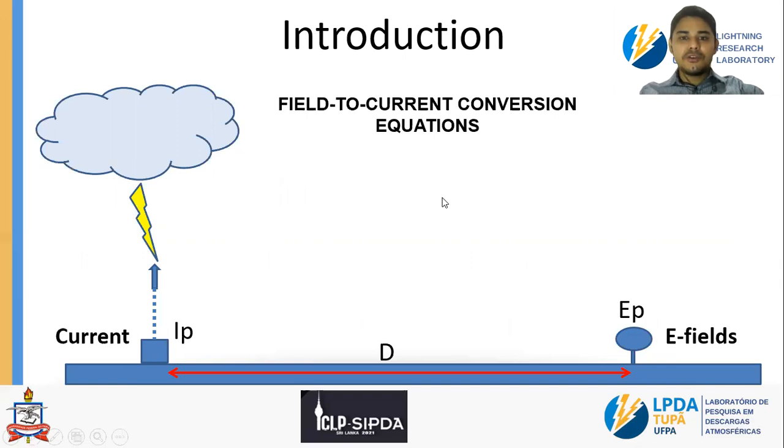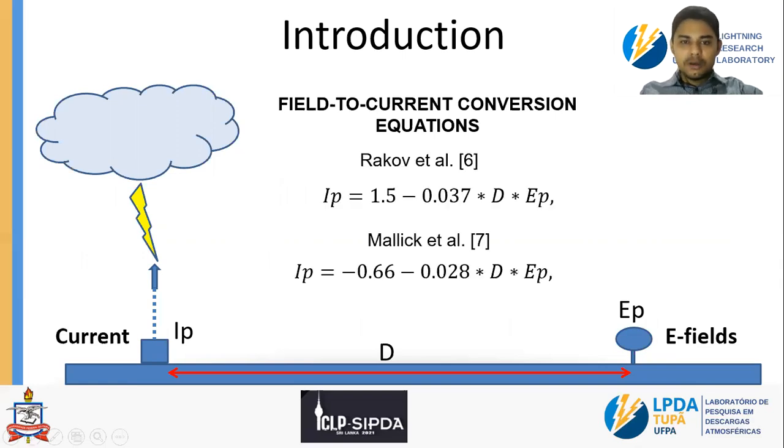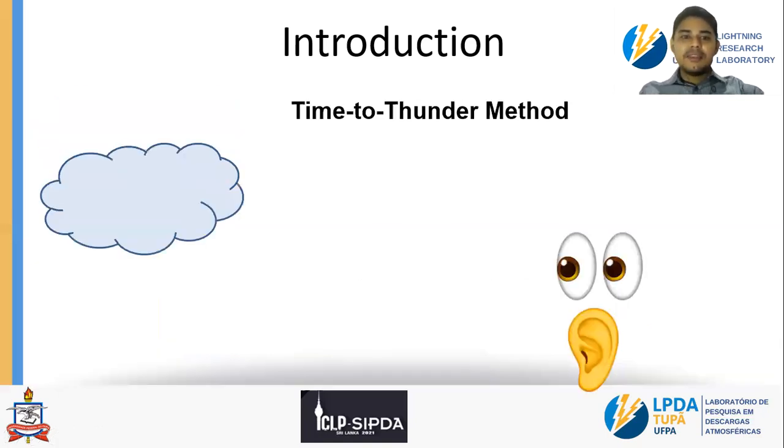So the field-to-current conversion equations that we are going to use in this paper are two. One provided by Rakov and co-authors, and another one by Mallick and co-authors. So in order to have the peak current, we need the distance between the lightning channel and the electric field measurement station and the electric field peak. Well, one of the easiest approaches to estimate the strike distance is the so-called time-to-thunder method.